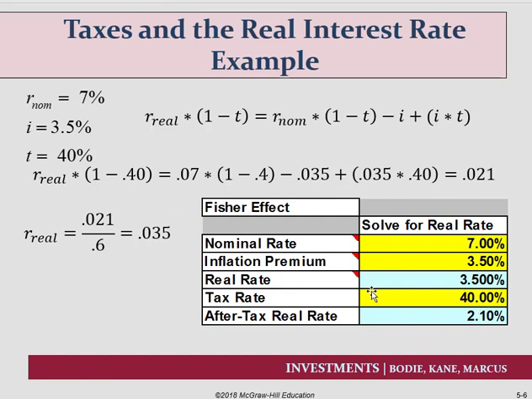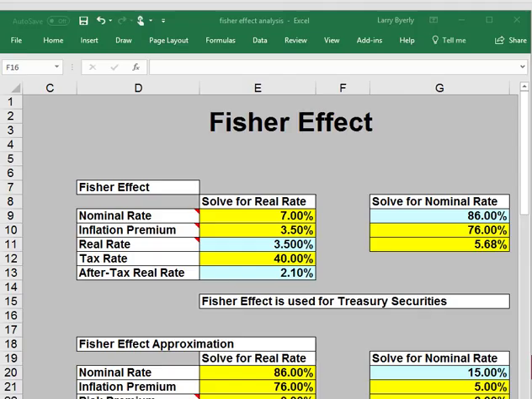Using a 40% tax bracket is kind of steep, so let's think about adjusting this for a more traditional, more modern tax. Here is our Fisher effect worksheet, the one that we were just looking at. Again, if inflation increases, let's say it goes to 4, you can see that the after-tax real rate goes down. 3.5% was the number we started with.